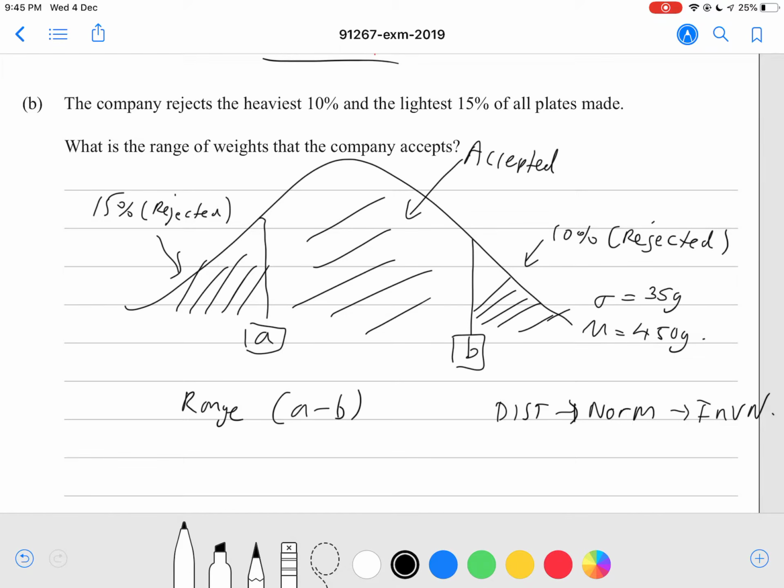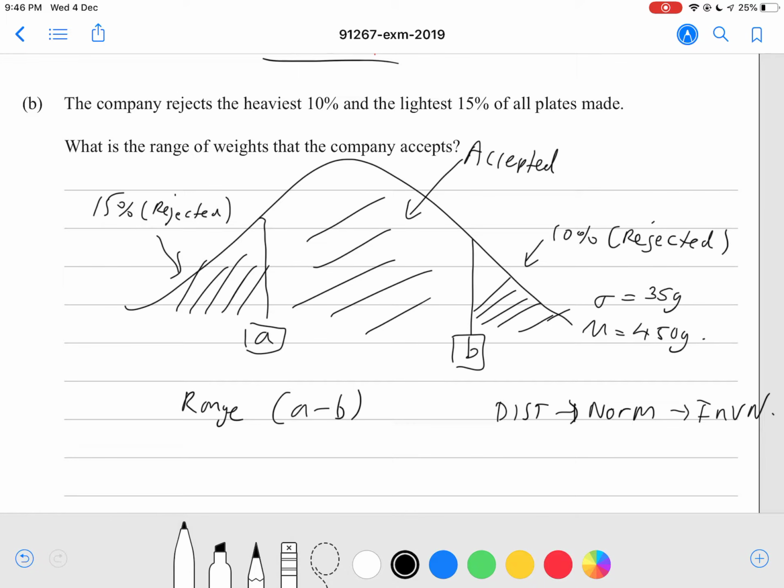Once again, you want to set it to variable. This time, let's try to find our B value first. Our B value is the heaviest 10% of plates. Once again, we're going to use our standard deviation as 35 and our mean as 450.